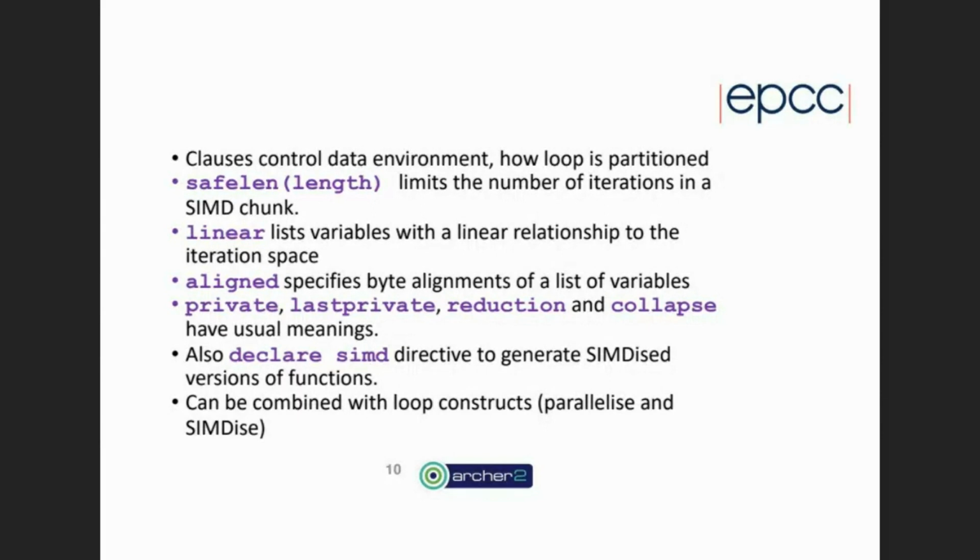So you can also have private and lastprivate and reduction and collapse clauses, which have the same meanings as they do for parallel loops. And there's also a declare simd directive, which will generate vectorized versions of function calls as well. Okay, so there are some restrictions, obviously, they have to be basically pure functions. And then you can combine this with the loop constructs to do both thread parallelization and vectorization on the same loop.